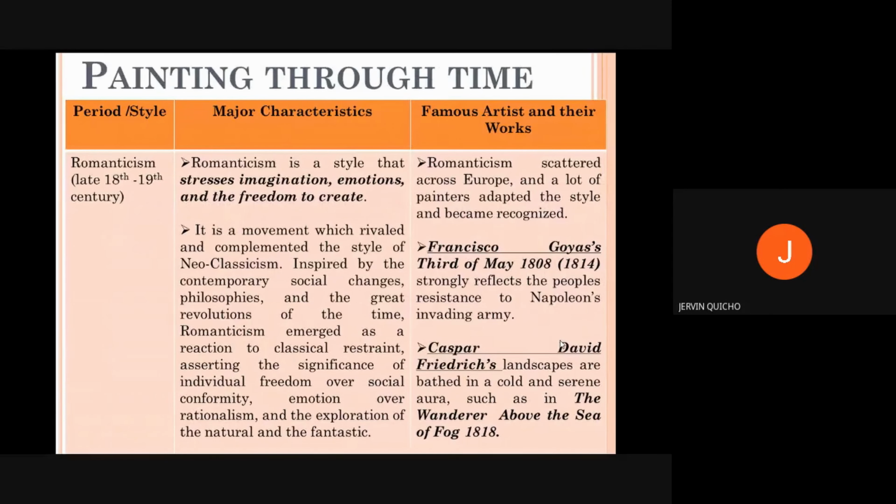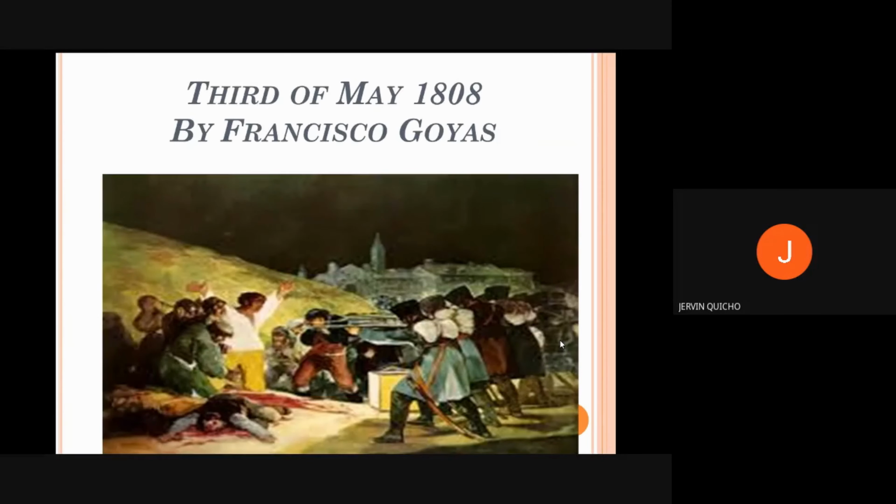So what we have more is Romanticism. In Romanticism, it is stressing imagination, emotion, and freedom to create. As we try to describe this one, it is a freedom of social significance over conformity, of the rational exploration of nature and the fantasies of a painter. So the paintings now are mostly nonconformity, with an absence of rational exploration, drawing from their emotions and imagination to create subject matter.